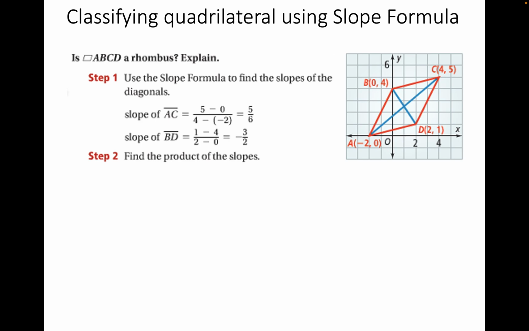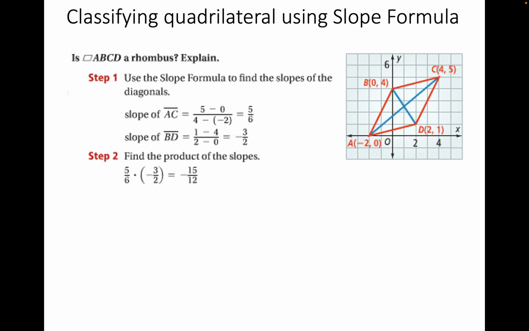So if I just look at them, 5/6, the reciprocal of 5/6 would be 6/5, and so the opposite reciprocal would be -6/5, and I have -3/2, so they're not opposite reciprocals. Or conversely, the opposite reciprocal of -3/2 would be 2/3, not 5/6. So you can either do it that way, or as this is suggesting, you can multiply the slopes.